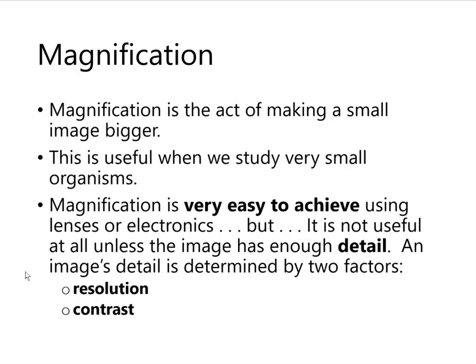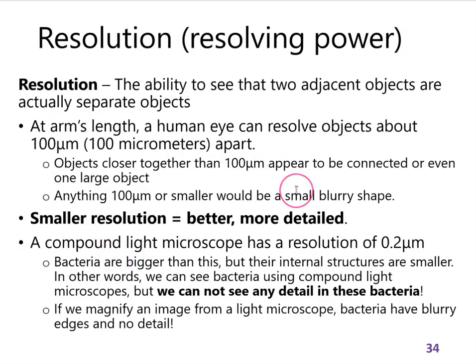You could take a picture with a great digital camera and just blow it up a lot, and that's another way of magnifying something. If you've ever done that, you realize, though, that you eventually reach a limit where you're just blowing up big pixels, and there's no more detail you can get. And what that's getting at is resolution or resolving power. And so resolution or resolving power is the ability to see that 2 separate objects are actually separate.